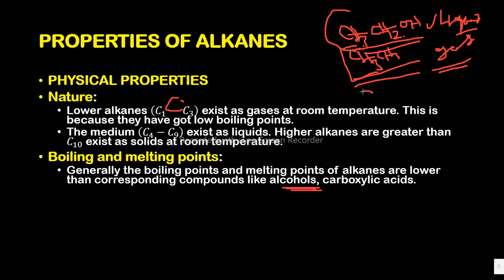Similarly with carboxylic acids, you can check. This is the carboxylic acid of the same carbon chain. You can have a look. So this one will have the highest boiling point, followed by this, and this one will be the last. So what does that show you? It shows that alcohols and carboxylic acids have high melting and boiling points compared to alkanes. And the answer is simple.